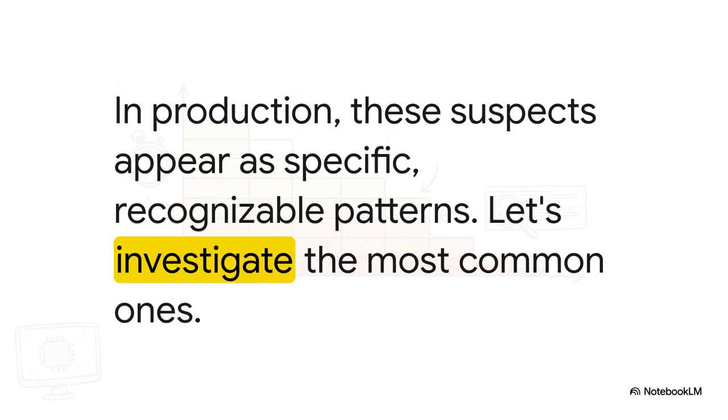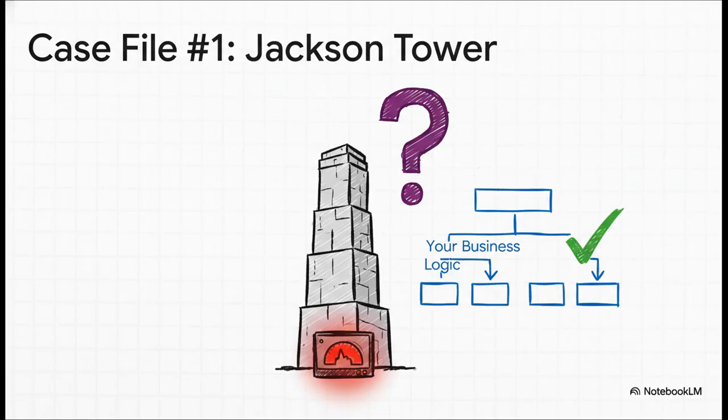Okay, so those categories are a great starting point. But in the real world, these bad guys have names. They show up as specific, recognizable patterns. So let's open up the case files on three of the biggest offenders you're going to run into in your Java apps. First up in the interrogation room, the Jackson Tower. I bet you've seen this before.